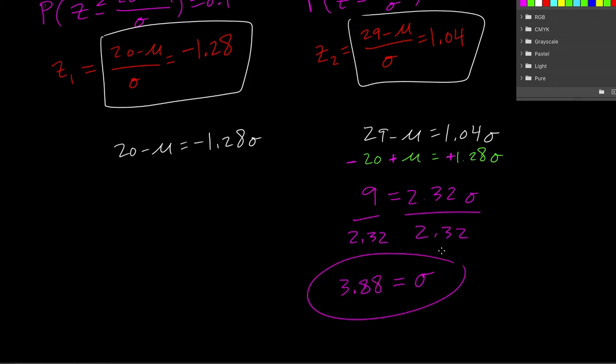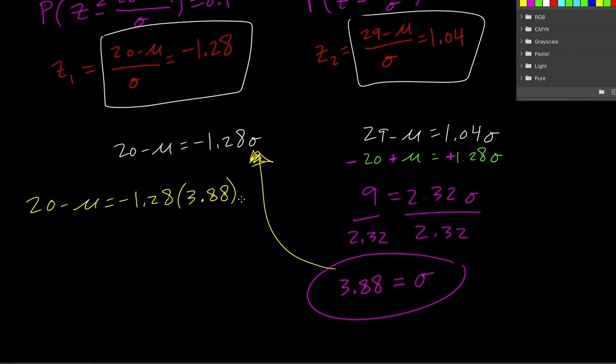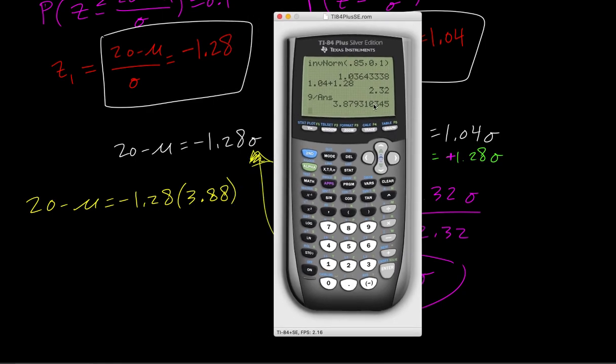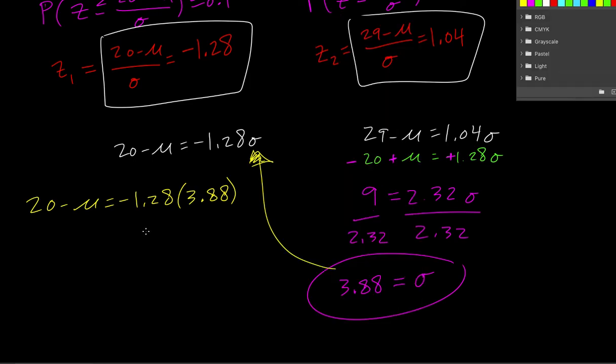Okay, so that's our standard deviation. Now we can take that and plug it into here. So we're going to get 20 minus mu is equal to negative 1.28 times 3.88. So we go back to our calculator, take that previous answer, times it by negative 1.28. We get negative 4.97. That's 20 minus mu is equal to that.